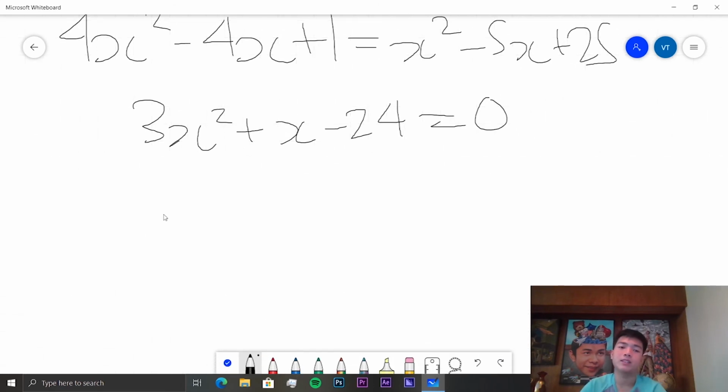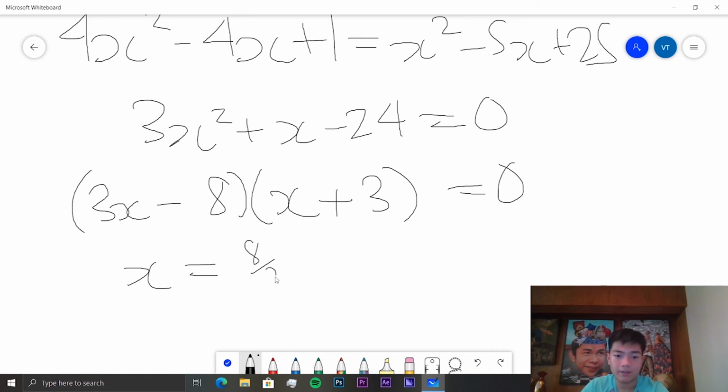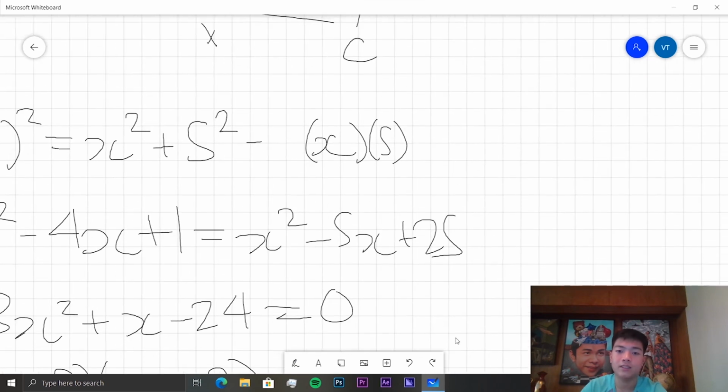And what would be the factors of this? It's definitely factorable. And this would be, let's see, 8 times 3, no, 6 times 4. Oh yeah, no, it is 8 times 3. So we have 3x minus 8 times x plus 3. Since 3x times 3 is 9, minus 8 is 1. So we get that x must be equal to 8/3. So yeah, knowing that, we can calculate the other two angles.